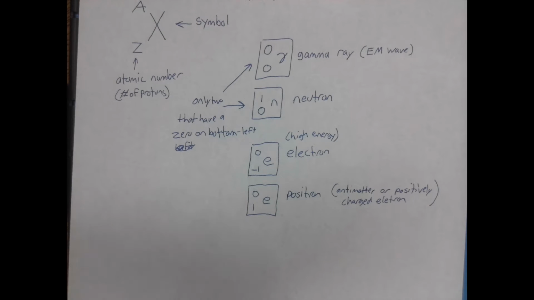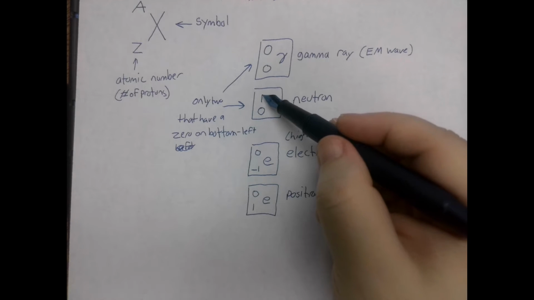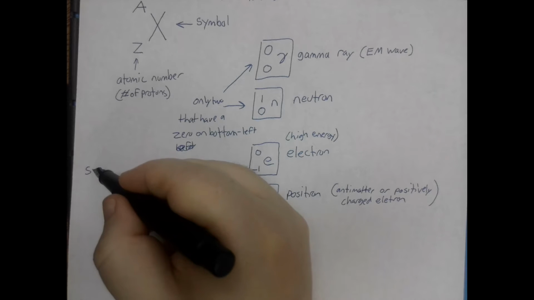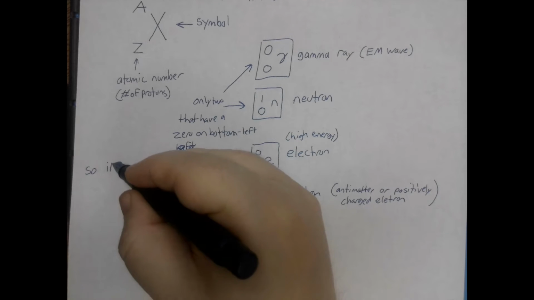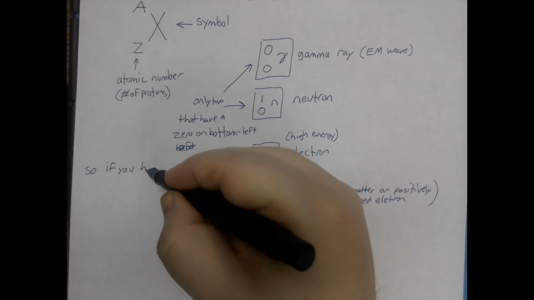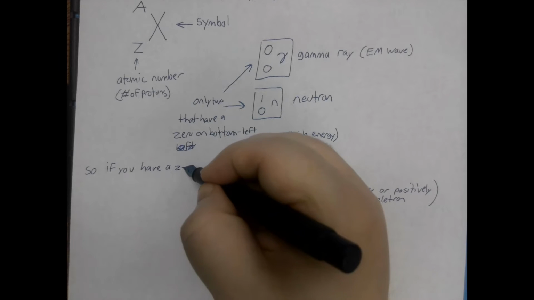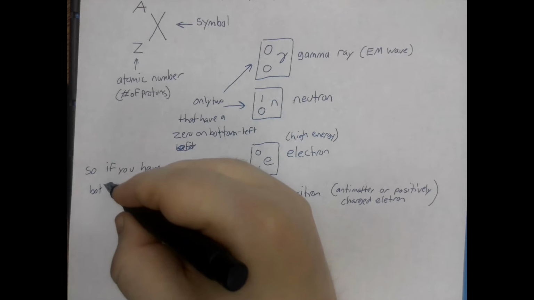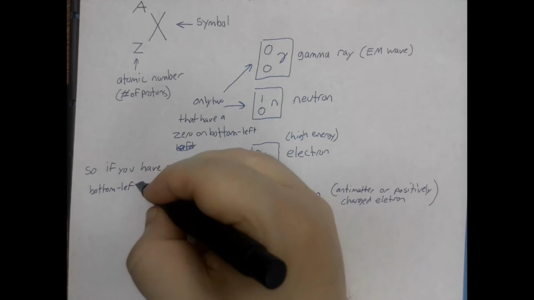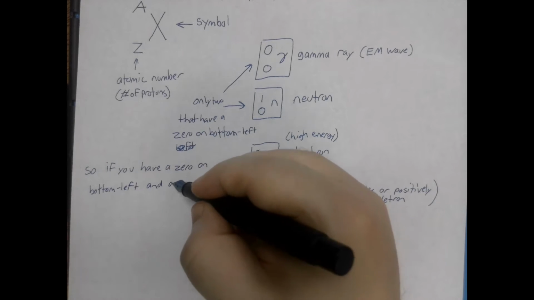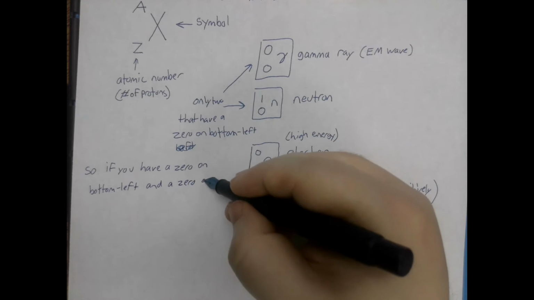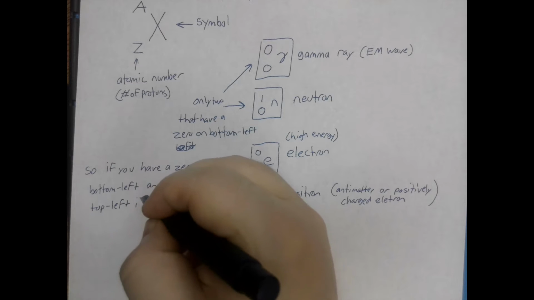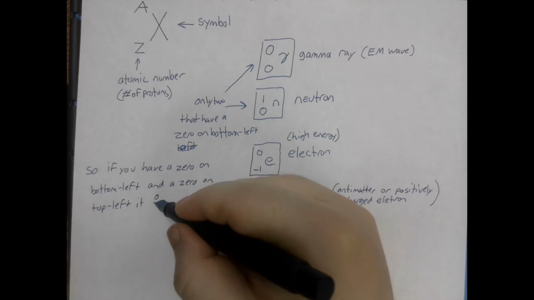If you have a 0 and some number other than 1 up here, you would rewrite it. So if you have a 0 on bottom left and a 0 on top left, it's gamma.